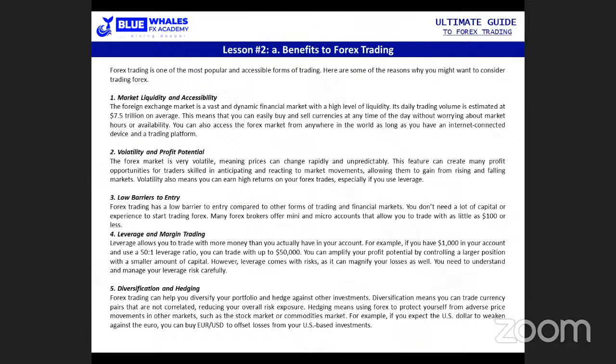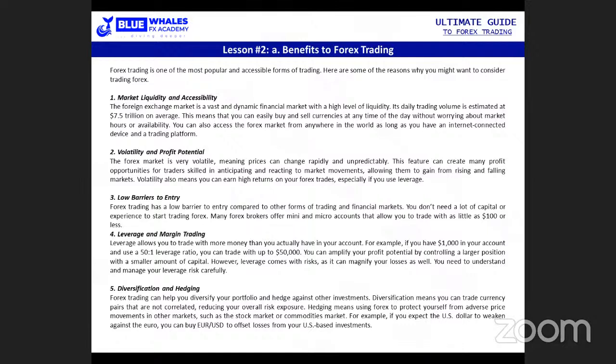So there's a low barrier to entry, unlike stocks, futures, and options. With Forex trading you can even start with as low as $100. And there you go, you can make something out of it. Regardless of where you are, you can enter and trade the Forex market.